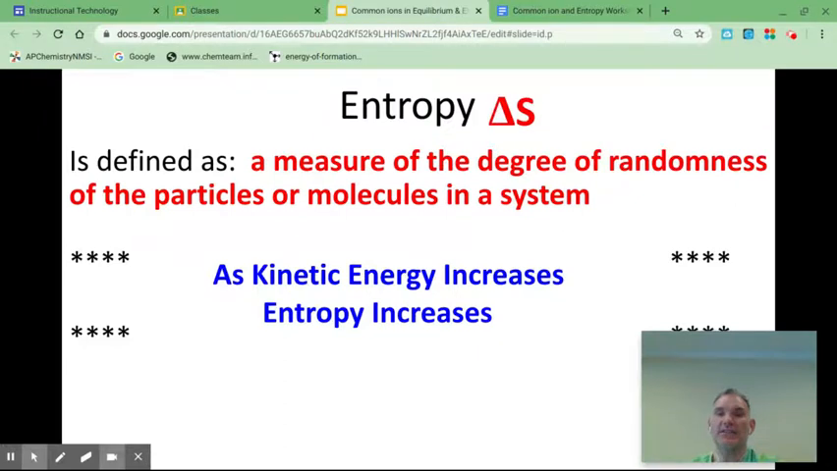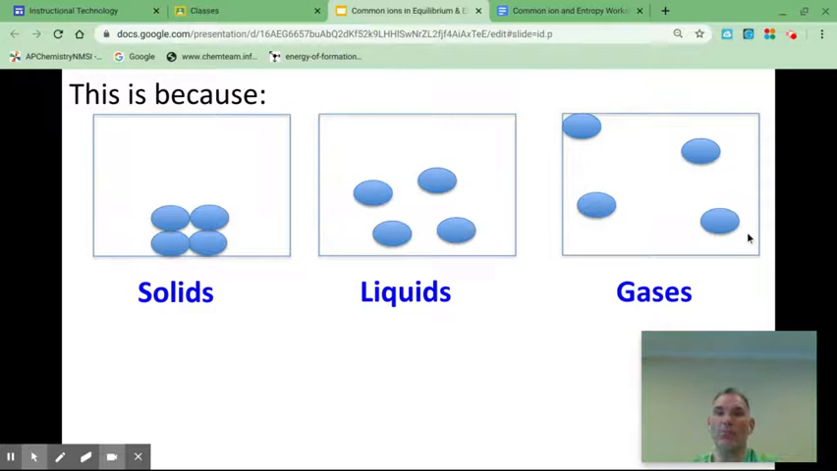Now, what's the connection to earlier topics? Remember, kinetic energy, average kinetic energy is temperature. So if I increase the temperature, my entropy increases. To give you a visual of that, we can go way back to our particle diagrams. Notice that solids are very close together, liquids a little further apart, and gas is the furthest apart. Well, energy-wise, we said, if the particles are not moving freely, they're going to have low energy. But if they are able to move all over the place, well, you're going to have high energy.